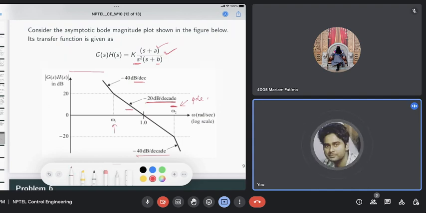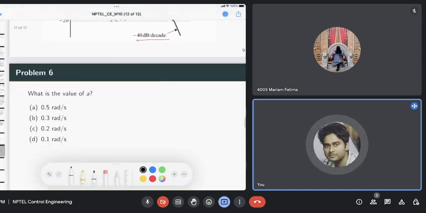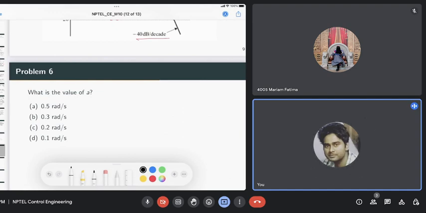This corresponds to 0. Okay, so now we will just determine all these terms. The unknowns are this a, b and k. Once those are determined, then we know the overall transfer function of the system, right? Okay, so first we will find the value of a. So how will we find it?